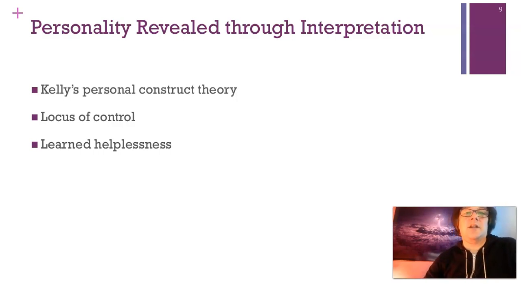We have a couple of theories that relate to this part of cognition, the interpretation aspect. The first is Kelly's personal construct theory. The second is locus of control, and the third is learned helplessness. So we'll take a look at each of these.